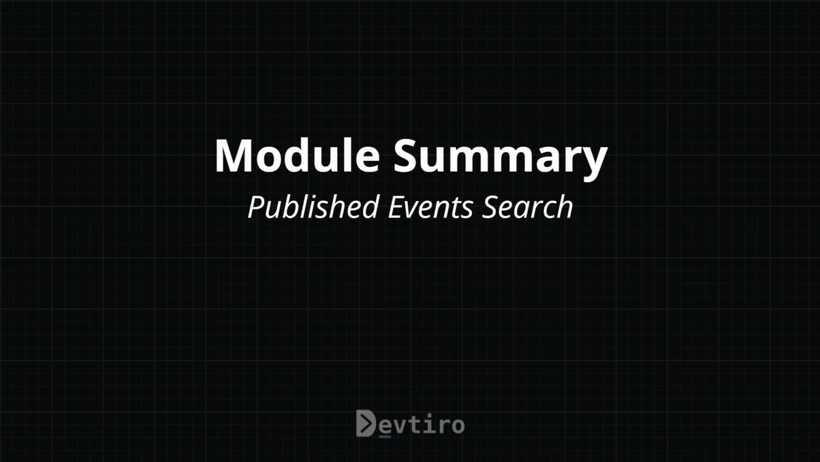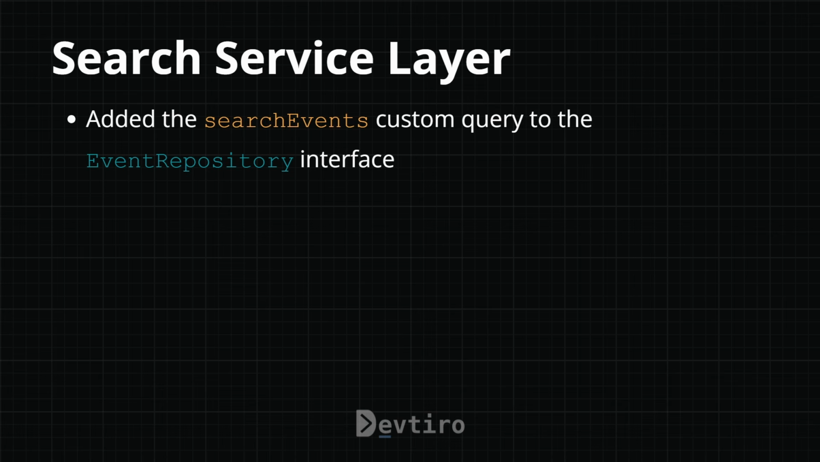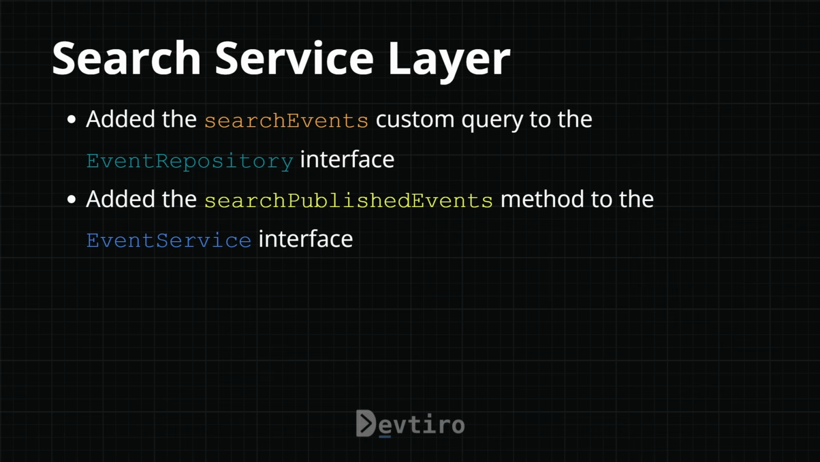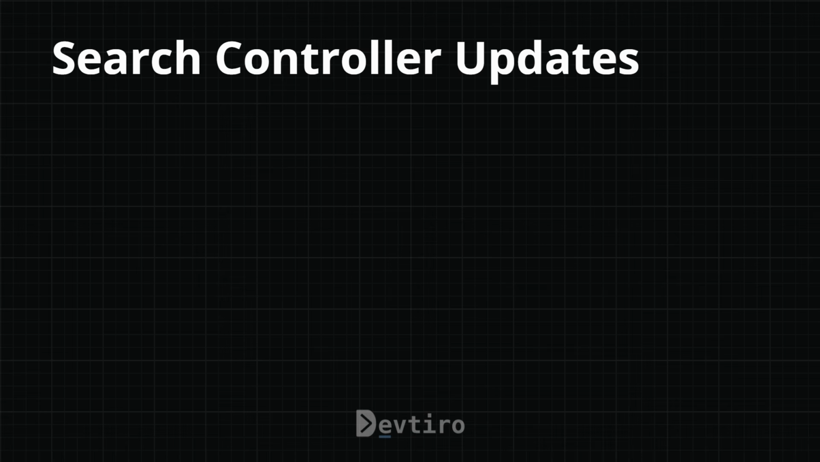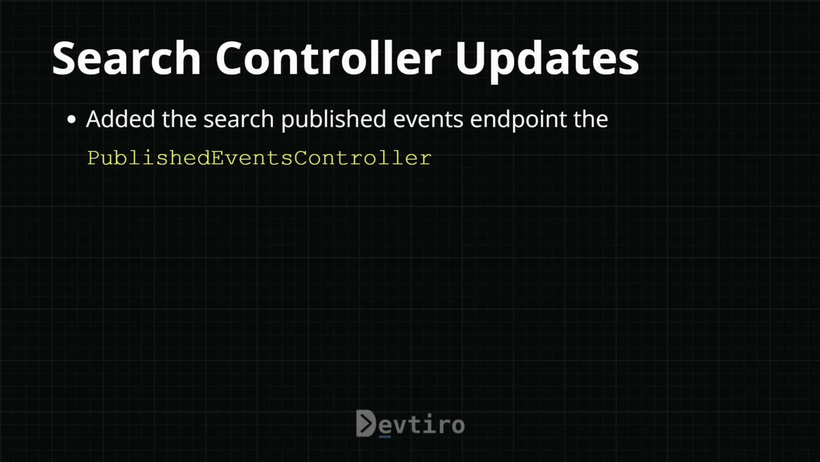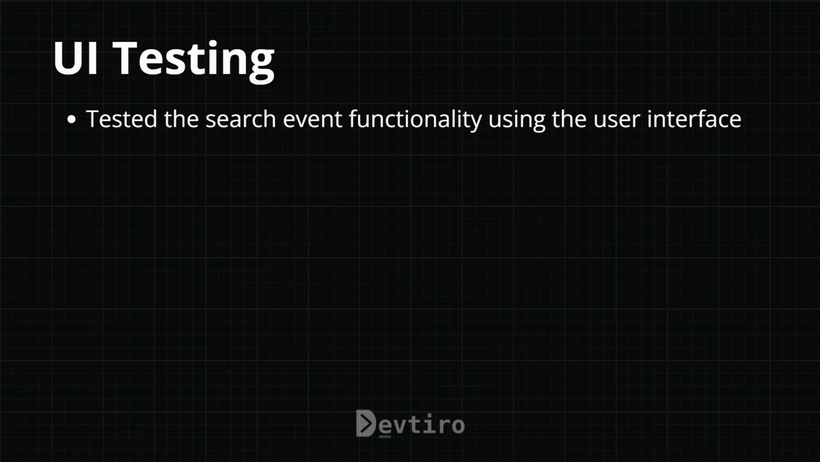So let's recall what we've achieved in the published events search module. In the search service layer, we added the search events custom query to the event repository interface, added the search published events method to the event service interface, and implemented the search published events method in the event service implementation class. In search controller updates, we added the search published events endpoint to the published events controller. And in UI testing, we tested the search event functionality using the user interface.